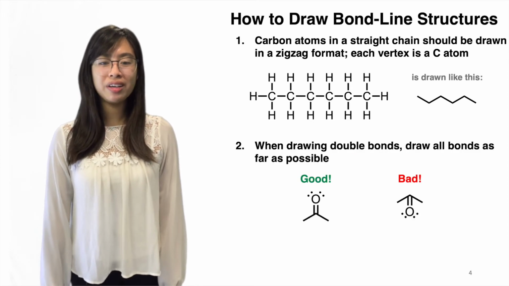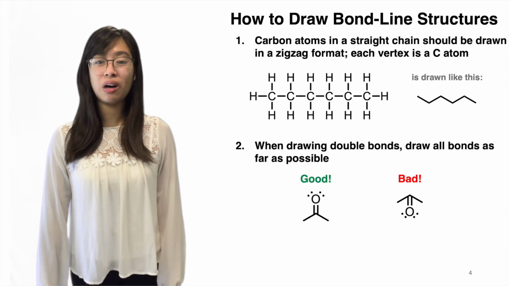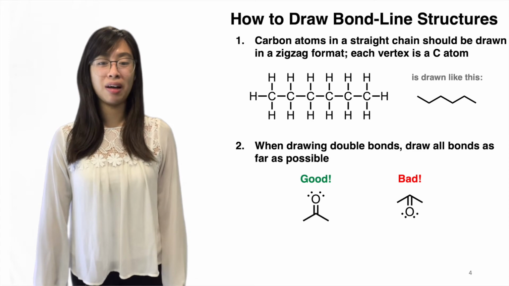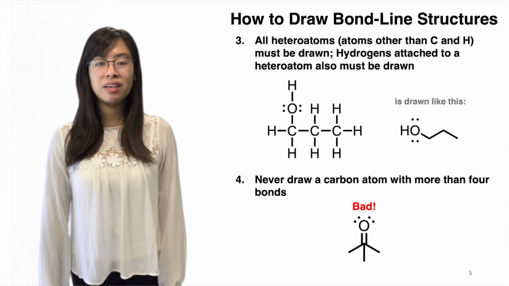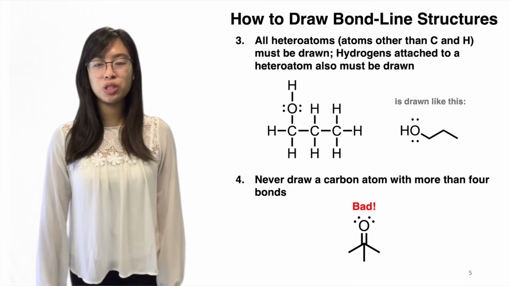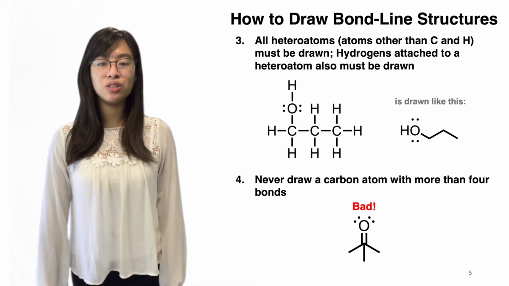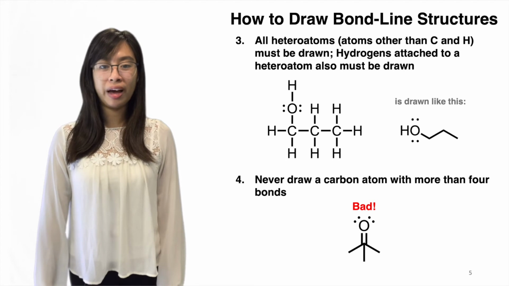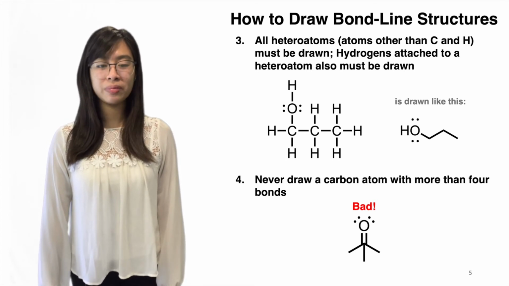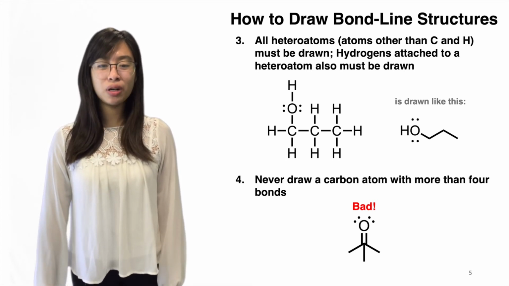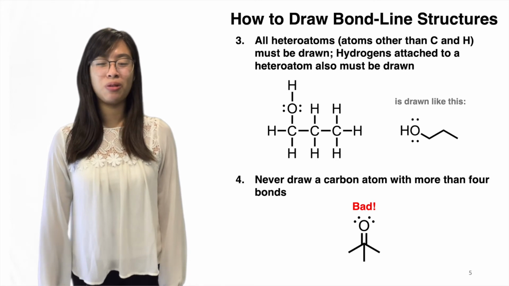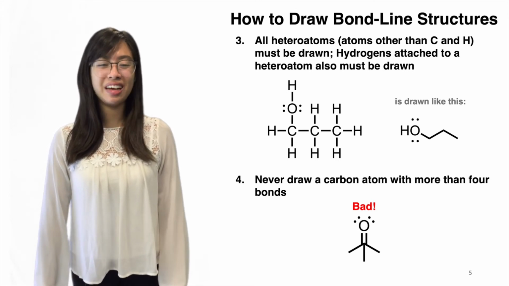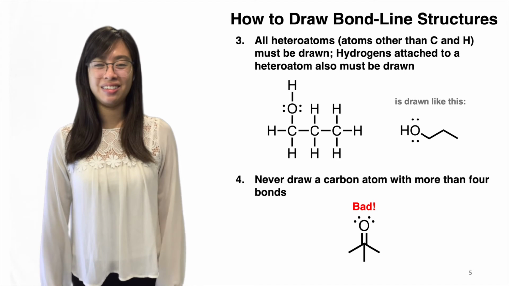Secondly, when drawing double bonds, we want to make sure to draw all of the bonds as far apart as possible. And thirdly, all heteroatoms like nitrogen, oxygen, or any halogen must be drawn. Also, any hydrogens attached to a heteroatom should also be drawn. And fourthly, never draw a carbon atom with more than 4 bonds. That is a no-no, and definitely you'll get points taken off for that.